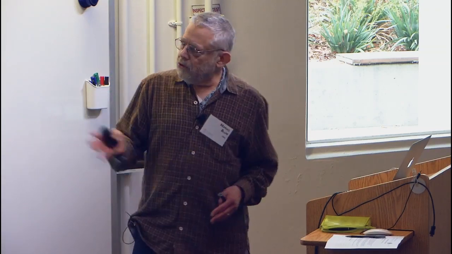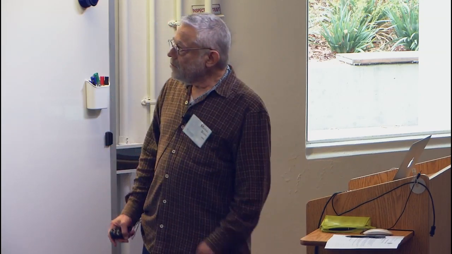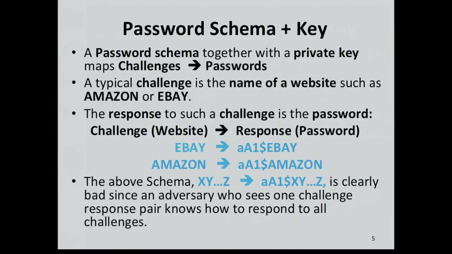Password schema plus key. A password schema together with a private key is used to map challenges to passwords. A typical challenge: you go to a website, maybe it's Amazon or eBay, and you're logging in. So a typical challenge is the name of the website, and the response to such a challenge is a password. This is new. I have never seen anywhere in the literature people talking about the fact that passwords are challenge response algorithms. There's a lot that theoreticians can do here.